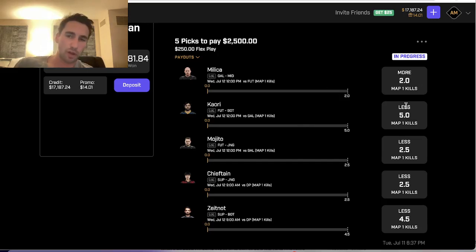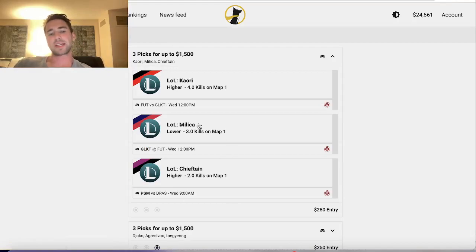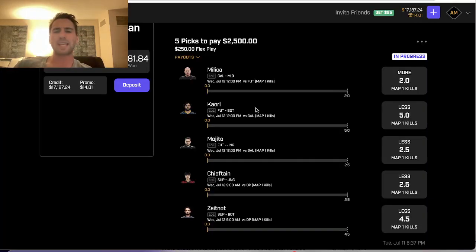So I took his over on Prize Picks, and I took his under, let's go back to it, I took his under on Underdog Fantasy. So just think about it, right? If Malika has exactly 2 kills on map 1, then what's going to happen? Well, my Underdog bet's going to win. I have under 3. And on Prize Picks, I have over 2.